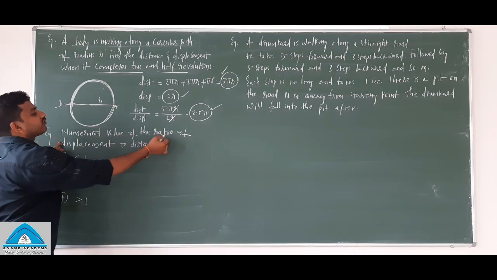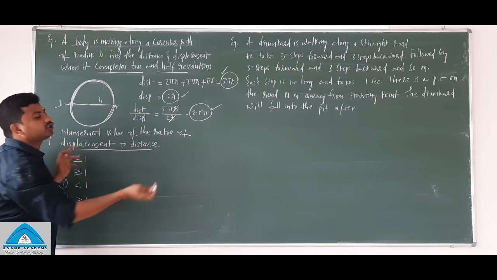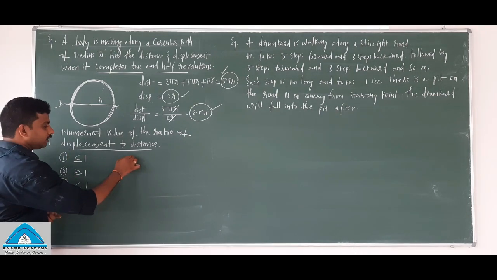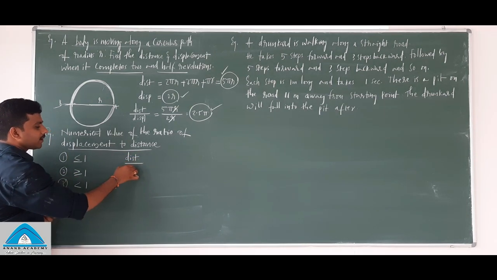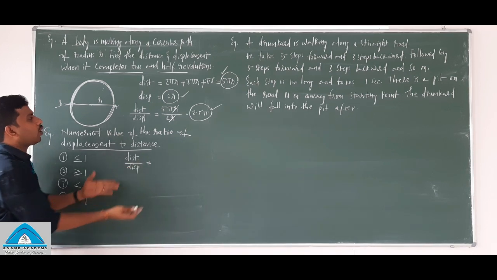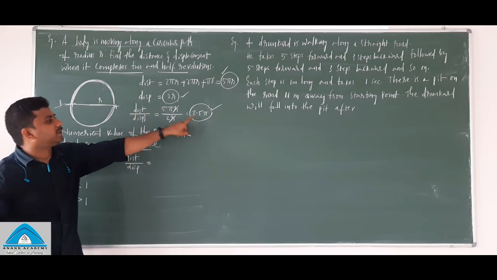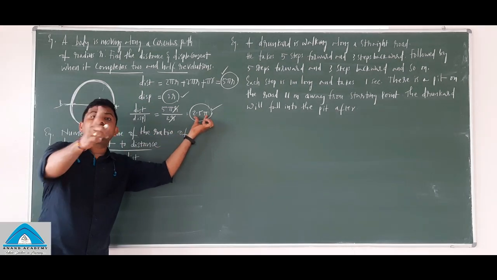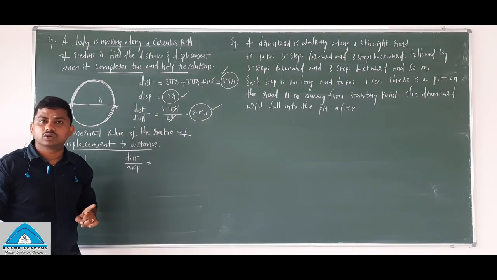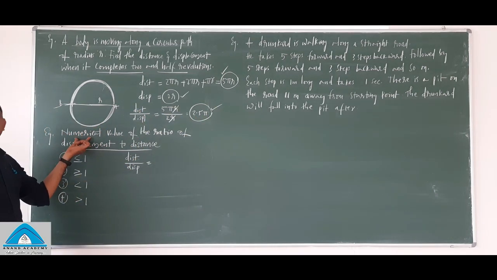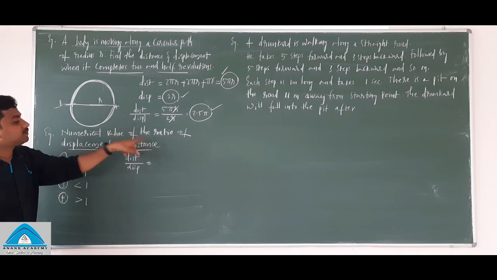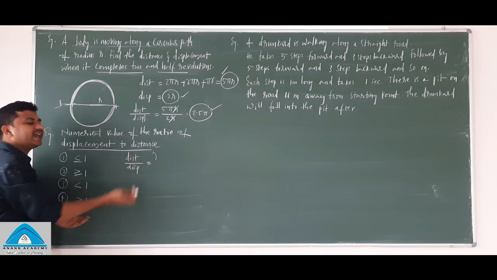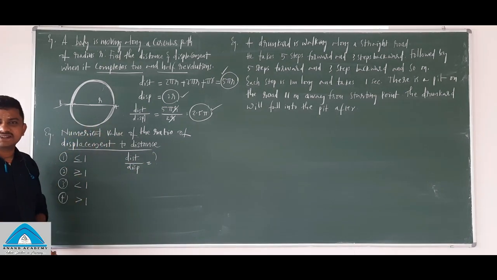Numerical value of the ratio of displacement to distance. For example, distance by displacement we have found here: 2.5 into pi, where the value of pi is 22 by 7. So there will be some numerical value you get when you take the ratio of these two. That is the numerical value of the ratio of displacement to distance. Right? First, distance by displacement we can find, then displacement by distance will be very easy.